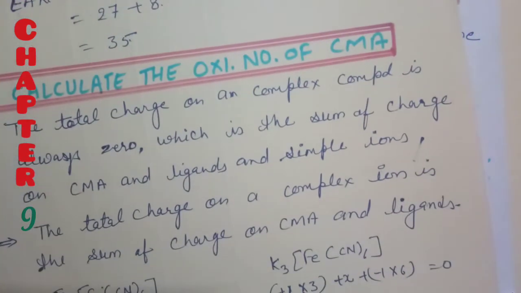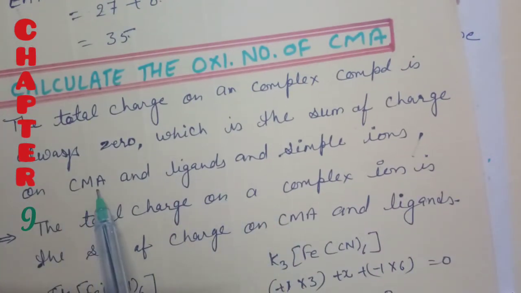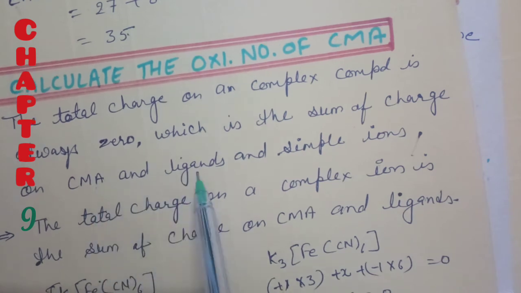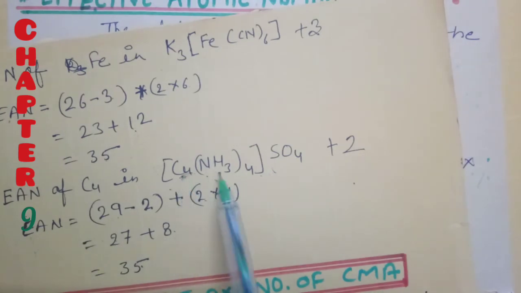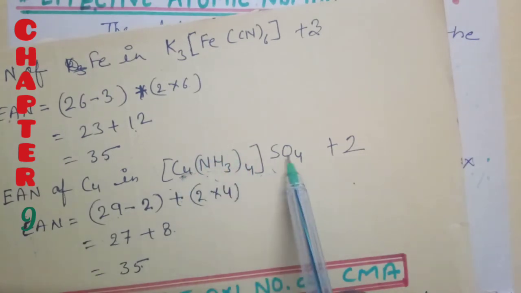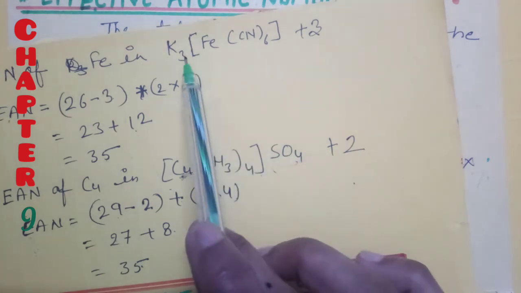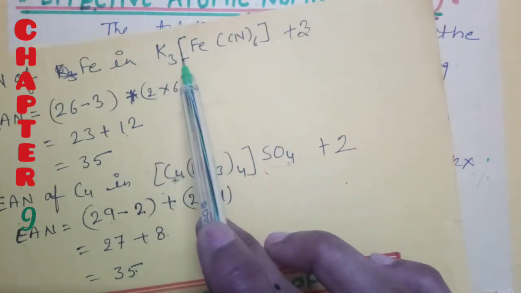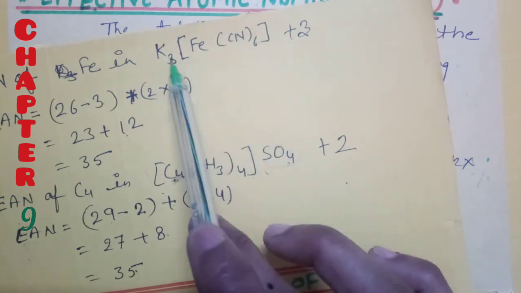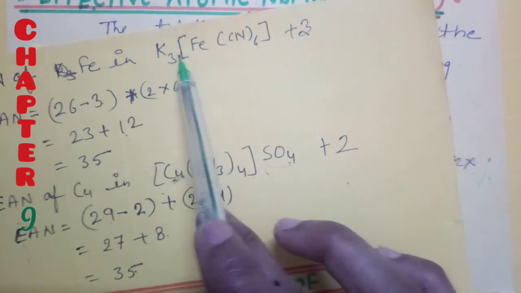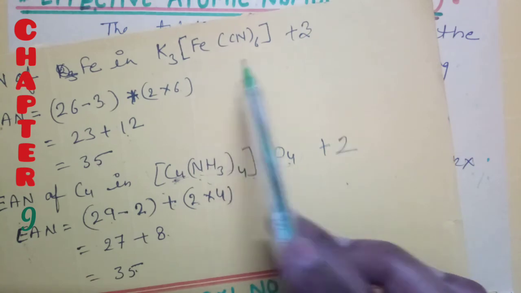And that will be the sum of the charge of the central metal atom, ligands and simple ions also. It means 0 will be the sum of the oxidation number of Cu, the charge on ligands and simple ions. Same here, the charge of potassium ions, charge of Fe and charge of cyanide ions will be summed. The sum of all the ligands, CMA and ions will be 0.